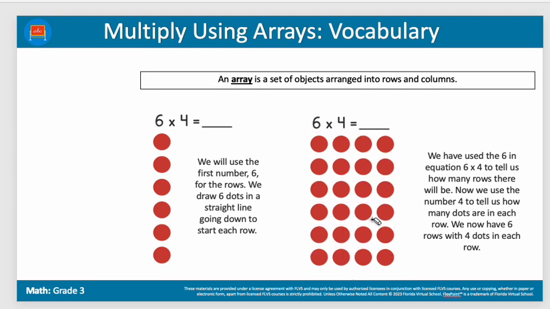So if I wanted to show an array for 6 times 4, I would go 6 down in my row and then 4 across. I know 6 times 4 gives me 24.